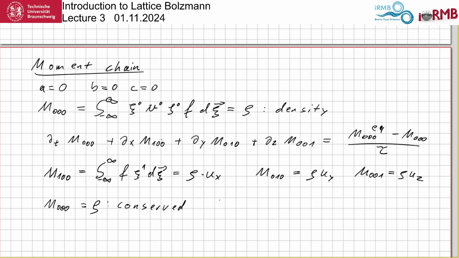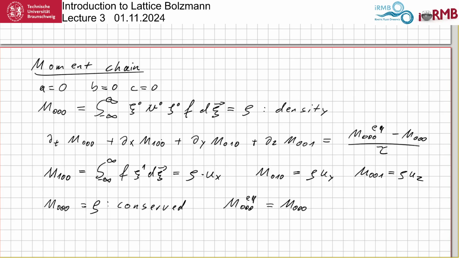When it's conserved, then collision doesn't do anything, right? And this means that the collision doesn't do anything if the equilibrium equals the state itself, right? M000 equilibrium is equal to M000. This, of course, means that this collision operator, which I put back on the right-hand side, will disappear, because it's the same thing minus the same thing.